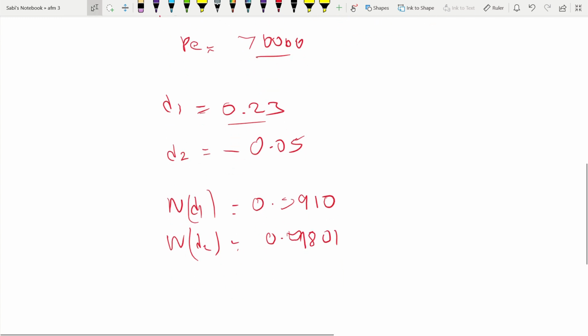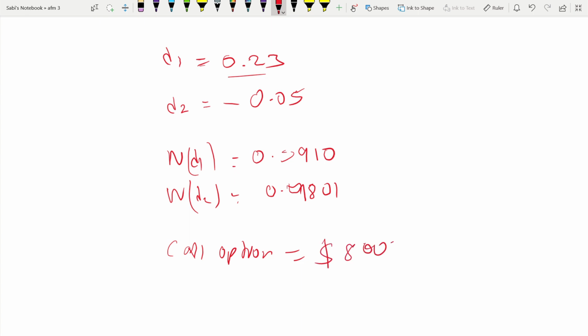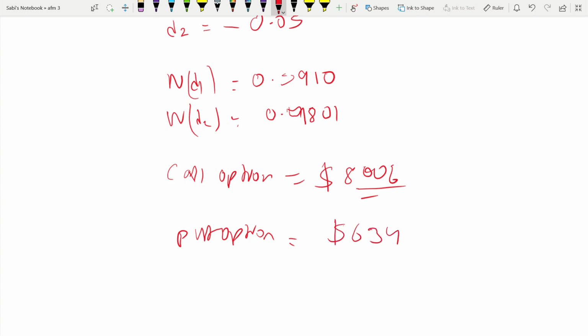Now, the call option value, once you use the main formula, the value of the call option will be $8006. But it's not enough because this is a put option. So you need to find the put option. Using the put-call parity formula, the value of the put option will be less than the call option, definitely. 6342. Make sure you get this.